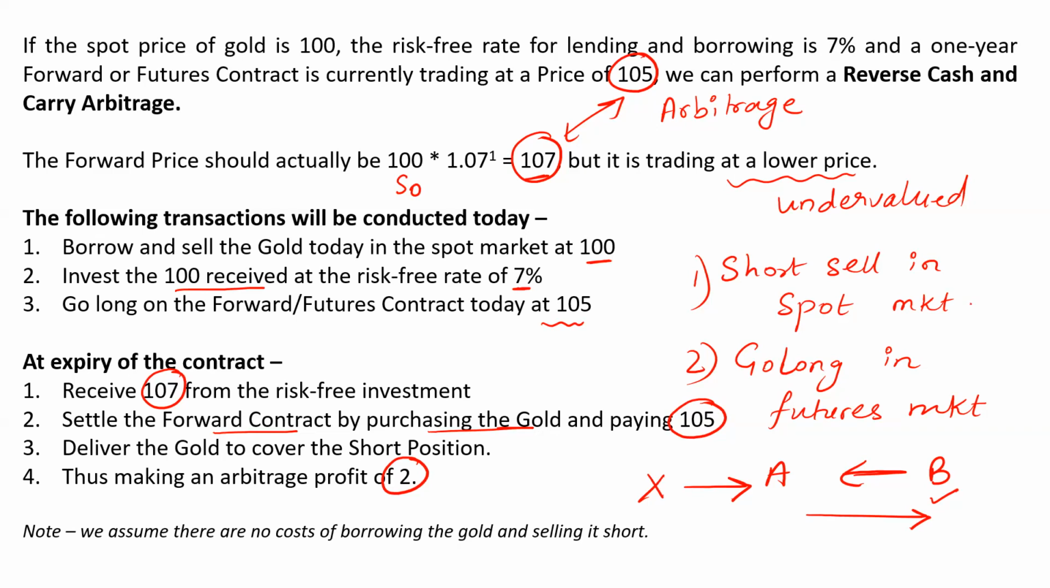The only assumption that we are making over here is there is no cost of borrowing the gold and selling it short. So Mr. A is able to acquire the gold from Mr. B today at the starting of the year without paying him anything.